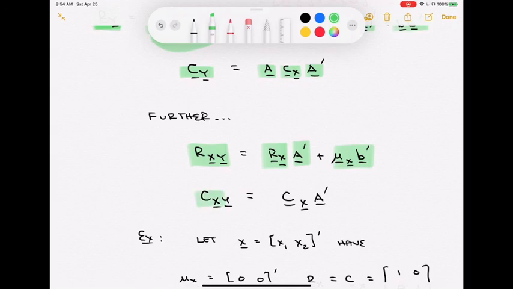The cross covariance between x and y is the covariance of x times A transpose. So these ones are not difficult. They're relatively easy, but just a little bit tedious to go through all this stuff, and it's something you can do on your own.